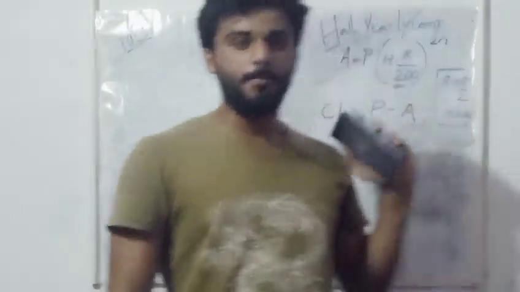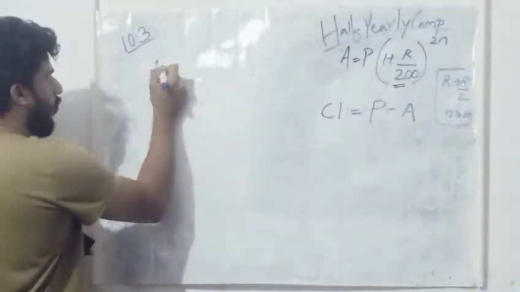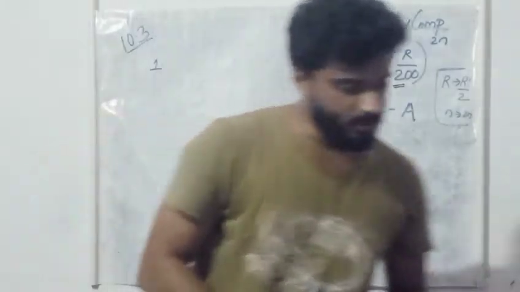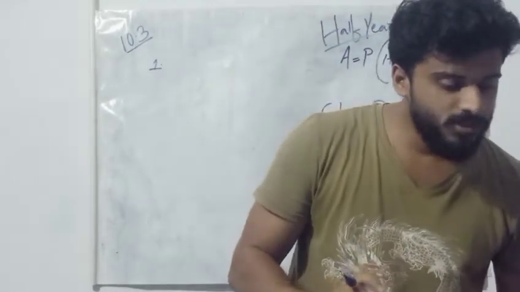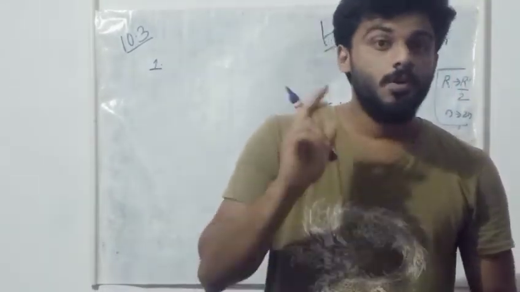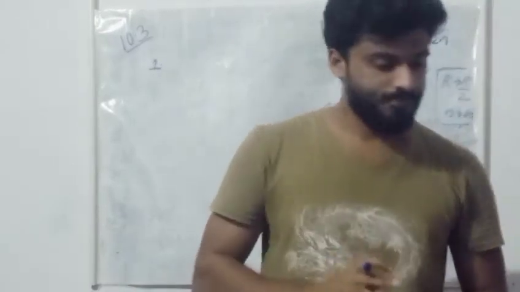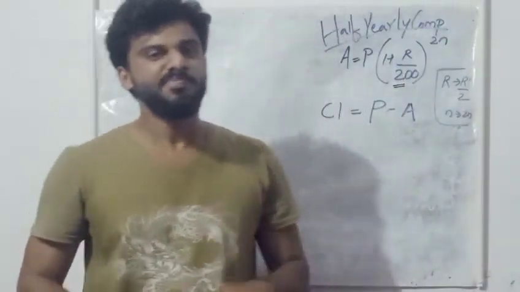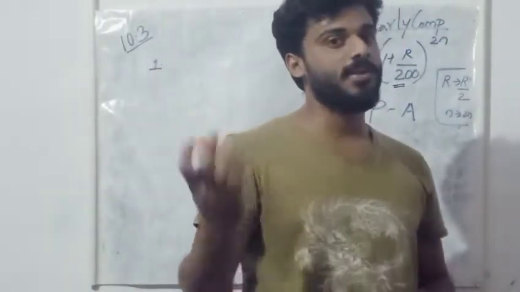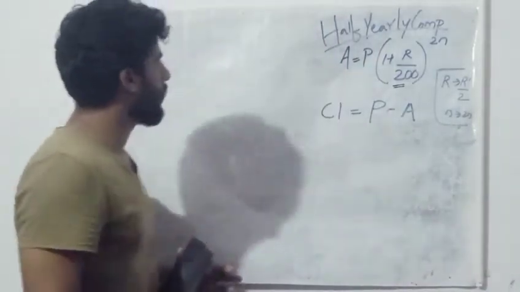Exercise 10.3, question number 1. I will read the question. Find the compound interest on rupees 2000 for 1.5 years at 10% per annum, compounded half yearly. Here we need to calculate compound interest, but not yearly. It is clearly given in the question, half yearly. So we must go for this equation.